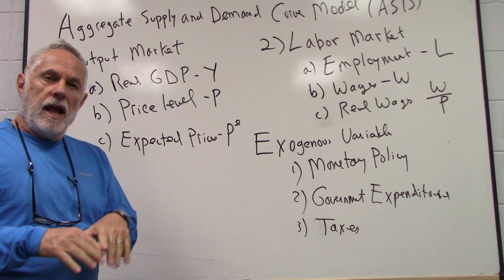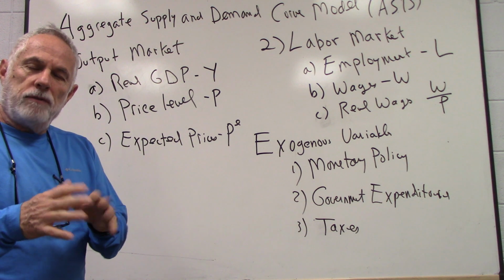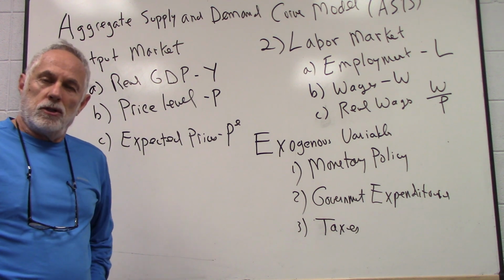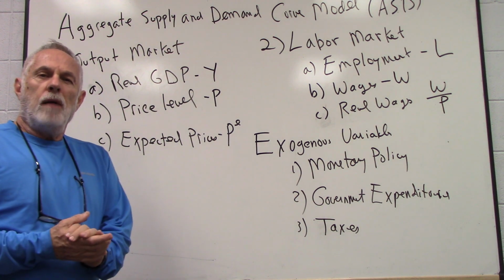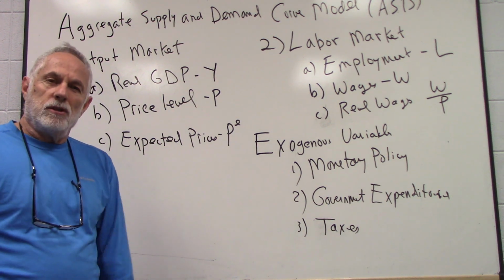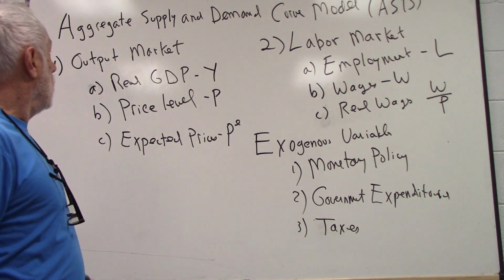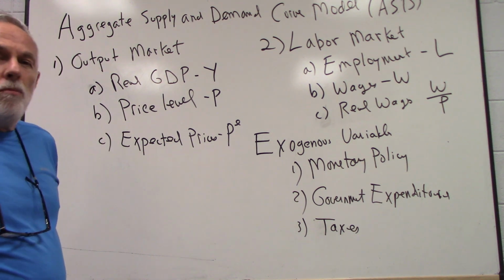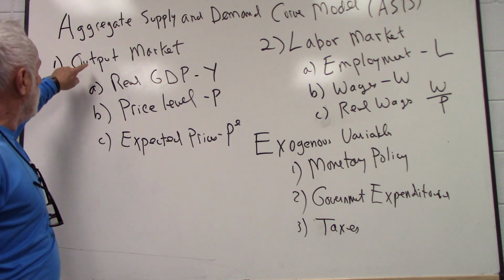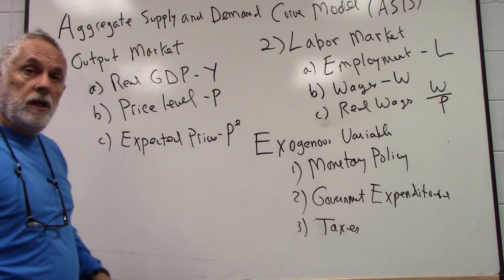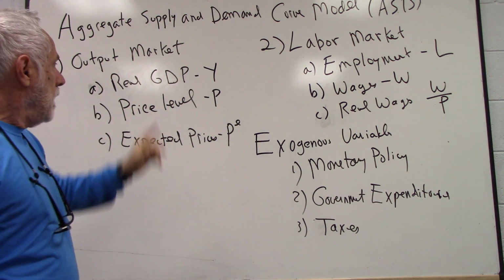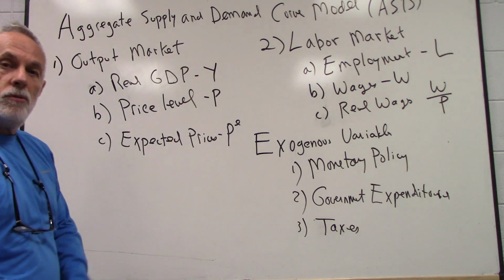There are a lot of graphs, and there's some math that we did this past Tuesday. The actual model itself is a little bit more complicated, but after you see the basic factors, it's actually not that bad. So, the two major markets that we're analyzing: one is the output market. This is where we solve for real GDP, which we've been talking about all semester, and we call real GDP Y.